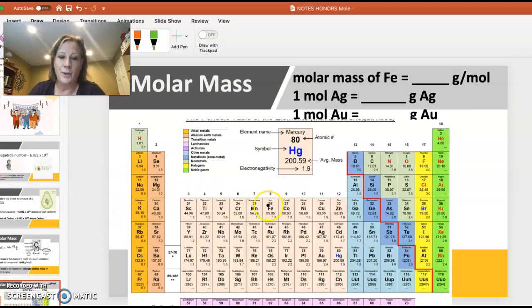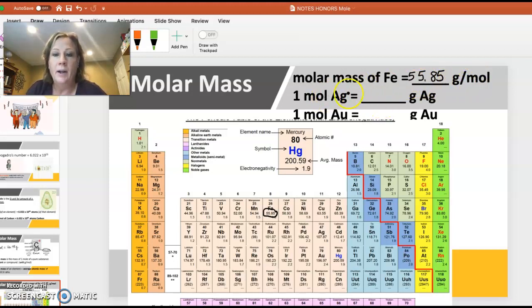I'll show you some more examples. If I have a mole of iron at school, because it's cheap, I don't have a mole of gold or silver, that would be great. But anyways, a mole of iron. I would find it on the periodic table, and this is the average atomic mass. So I would know that the molar mass of iron is 55.85. If I just ask you what the molar mass is, you would say 55.85 grams per mole, because there's that many grams in 1 mole.